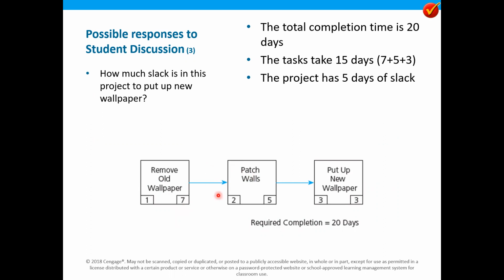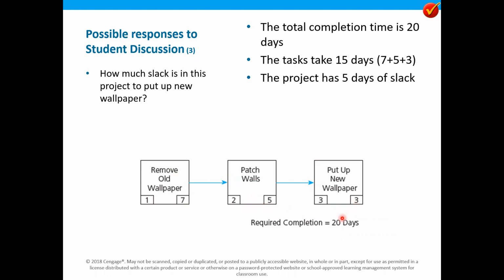If we take a simple example, the total completion time for the project is 28 days. For example, 7 plus 5 is 12, plus 3 is 15 days, and the required completion is 20 days. That is, there are 3 activities in this project and you are asked to complete the project in 20 days. But if you add up the durations of these 3 activities, 7 plus 5 is 12, plus 3 is 15 days only.